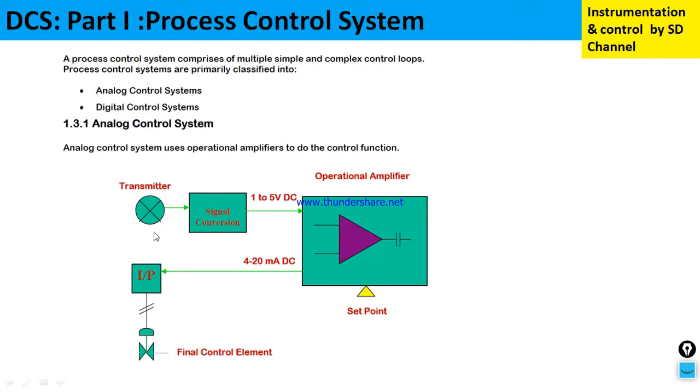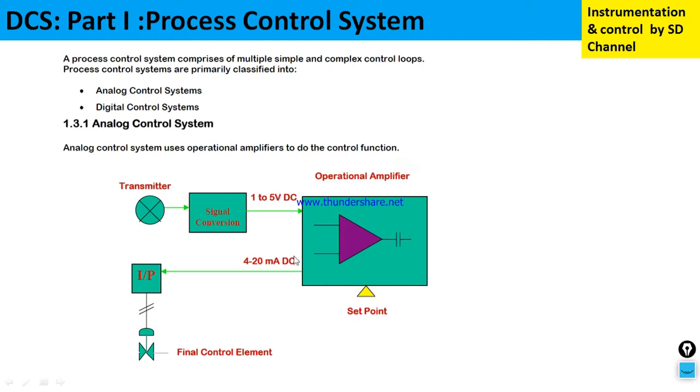So this is the transmitter installed in the field, for example, a flow transmitter. Now this flow transmitter gives a 4 to 20 milliamps output to the DCS. But DCS can understand 1 to 5 volt DC. So you have to install one signal conversion or signal conditioning card which will convert 4 to 20 milliamps to 1 to 5 volt DC. Now depending on this set point, it will give the output. This is called closed loop control.